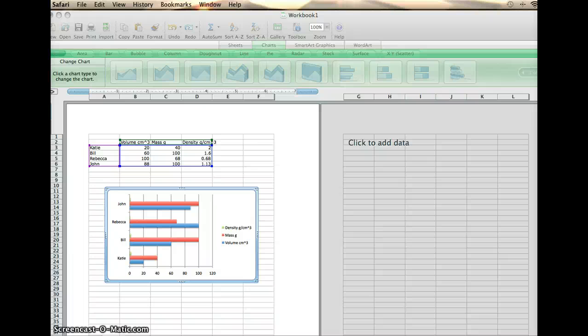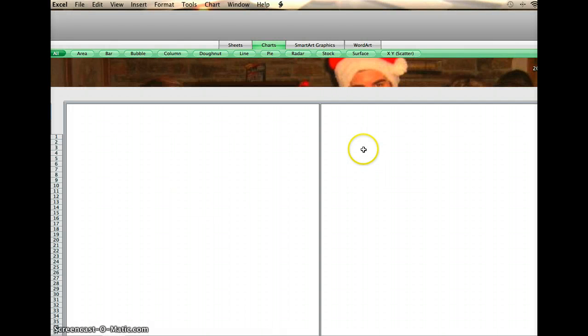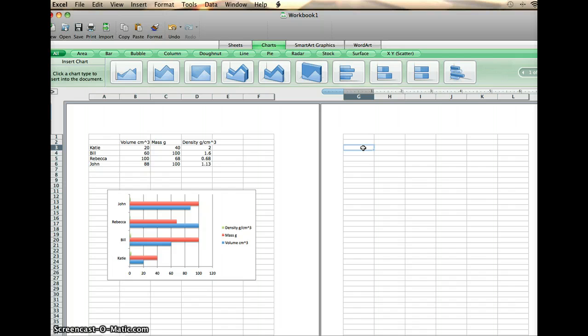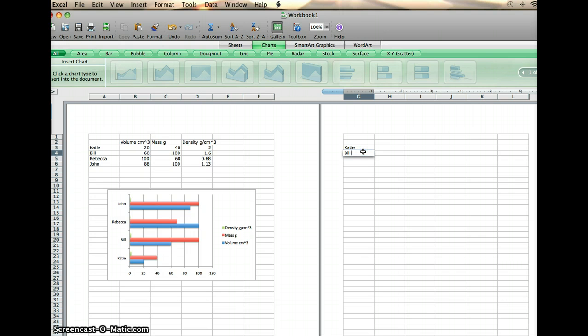Alright, so now once we packed our suitcase, now we're going to pretend like we're going all the way to Florida. We're going to be there for 3 days, so everyone has 3 days to accumulate a few more items they want to put into their suitcase. So now we're going to make a table for how much our suitcase weighs with mass when we're coming home. We're going to click on this Excel chart over here, and once again, we're going to plug in the 4 students' names. Katie, Bill, Rebecca, and John.